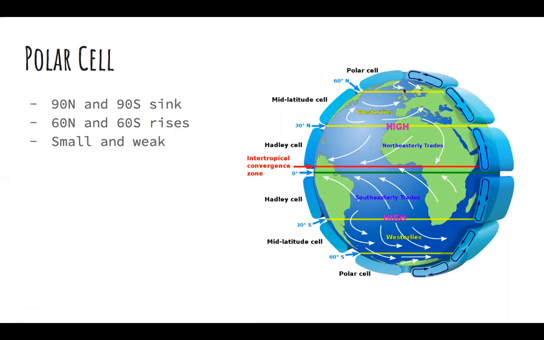There's not a lot of heat there, so there's not a lot of moisture to rise up in the air in comparison to the Hadley cell, which is right near the equator, and there's a lot of moisture and heat there that rises. So the polar cell just happens to be a lot weaker than the Hadley.